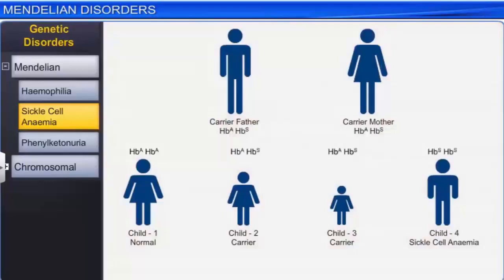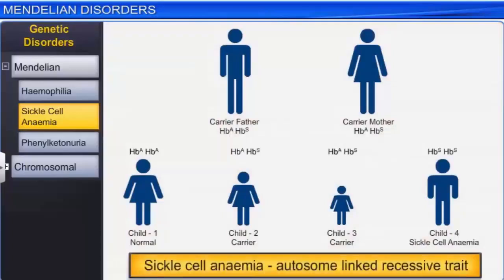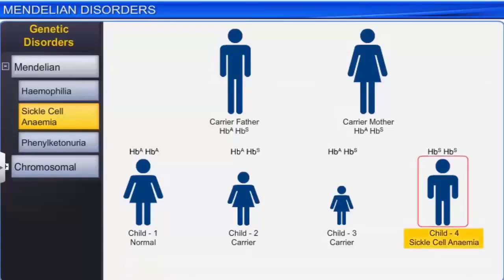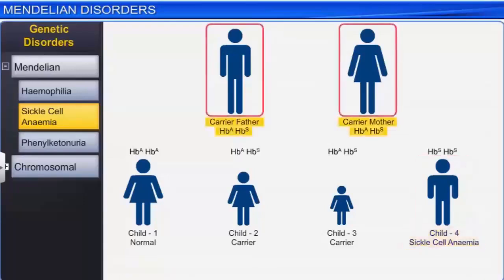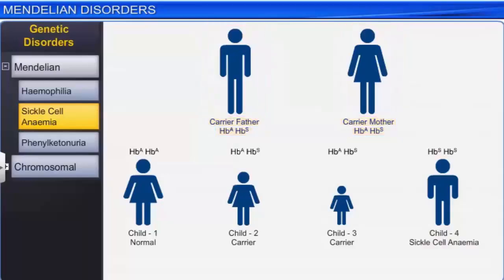Sickle cell anemia is an autosome-linked recessive trait or a trait inherited through non-sex chromosomes, and it is passed on to the progeny when both parents are carriers of the gene, which means they are heterozygous for the trait. The disorder is controlled by the two alleles HBA and HBS.